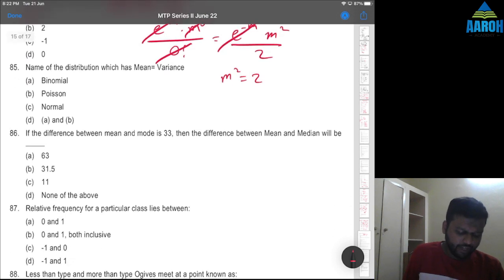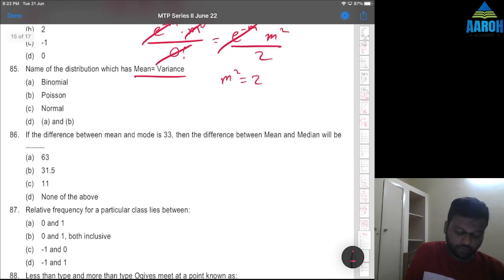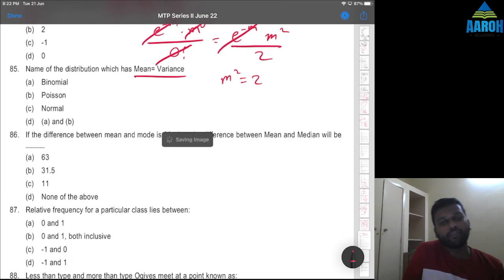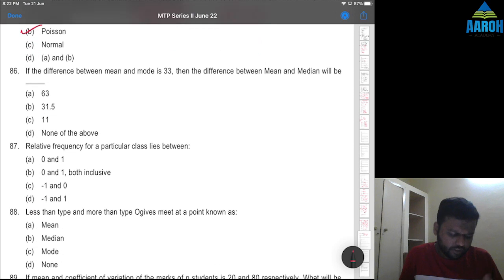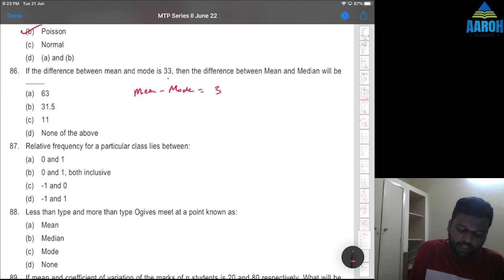Next, 85. Name of the distribution which has mean equal to variance, m and m. So Poisson. Given the 3 distributions in the syllabus, obviously Poisson is the only one. Next, if the difference between mean and mode is 33, then what will be the difference between mean and median? Okay, now again, this is based on the empirical relationship. Ideally, they should specify that it is based on the empirical relationship, but fine. We know that mean minus mode is equal to 3 times mean minus median, right?